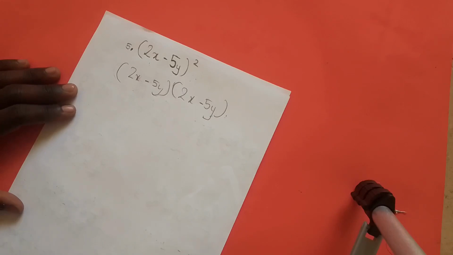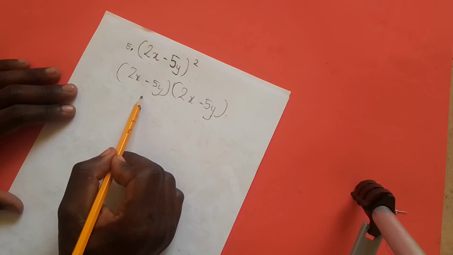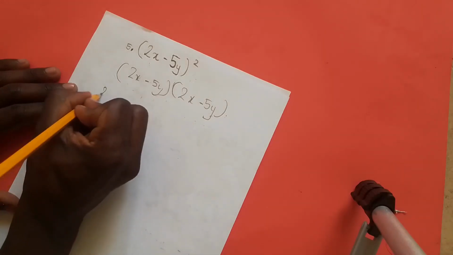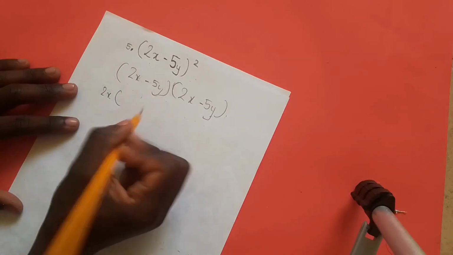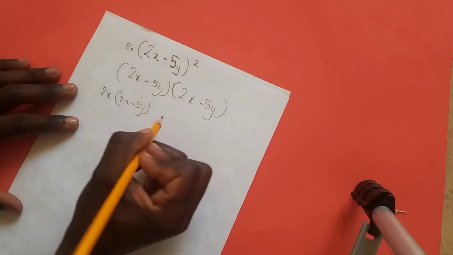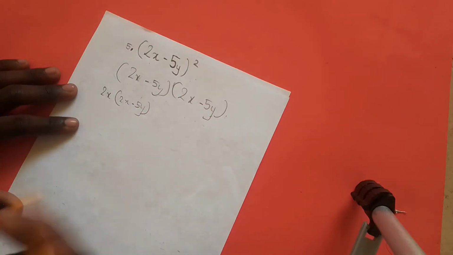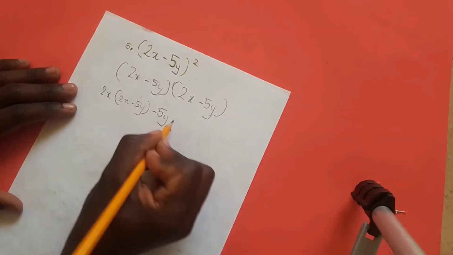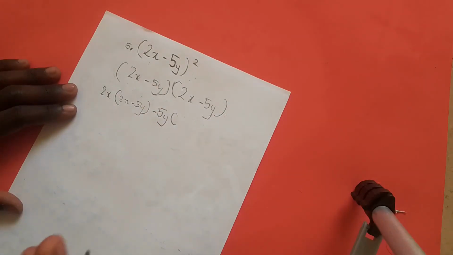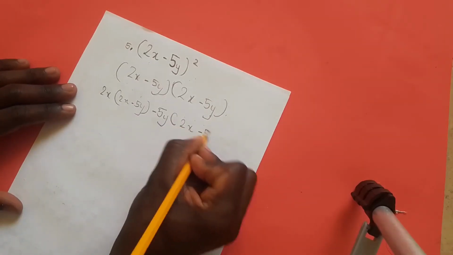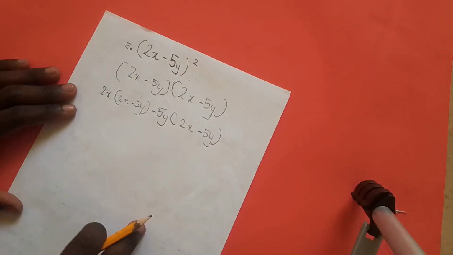So the third step we're going to do here is to multiply each and every term in the first bracket by each and every term in the second bracket. How do we do that? We take the first term in the first bracket, which is 2x, multiplied by the second bracket, which is 2x minus 5y. Then we take the second term in the first bracket, which is minus 5y, multiplied by each and every term in the second bracket, which is 2x minus 5y. I hope we're clear on this.